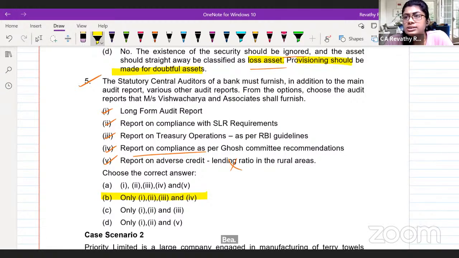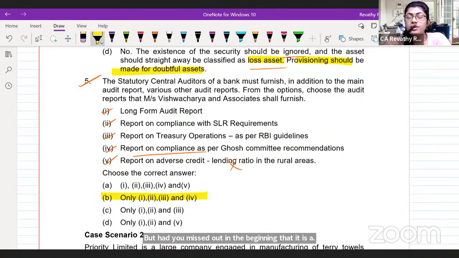So how was it, guys? Take 1 minute rest. Integrated case study 1 is over. But had you missed out in the beginning that it is an overdraft credit facility, and it would be overdue on the due date fixed by the bank, it may go wrong. Twist still lay.